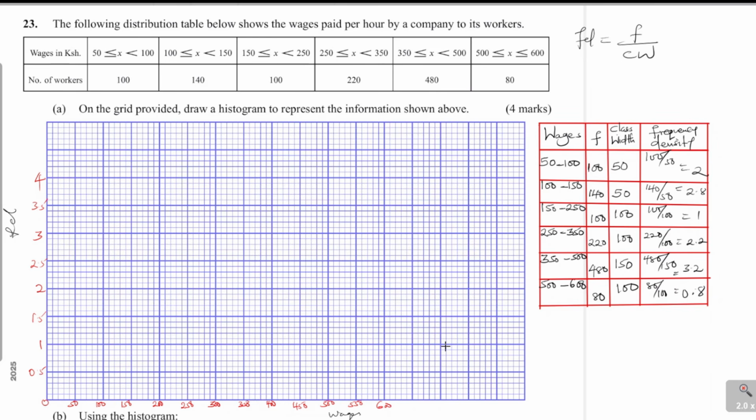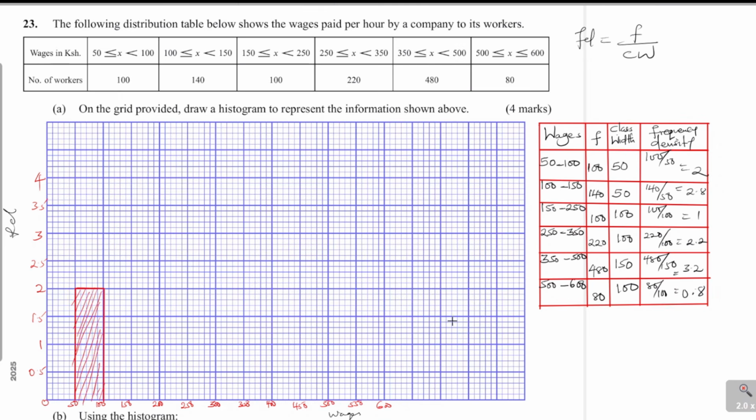Now from there, you can plot the first class, 50 to 100. The frequency density is 2.0. So you can plot that. From here, 2 is there, so just drop down. That is the first bar. You can shade it like that. So that is the first one.